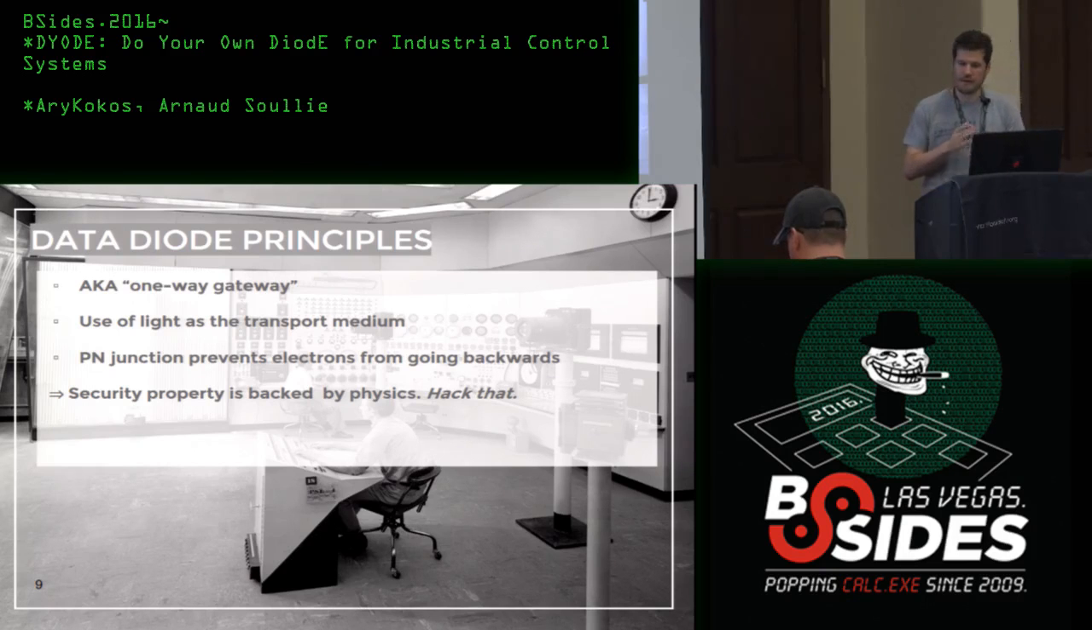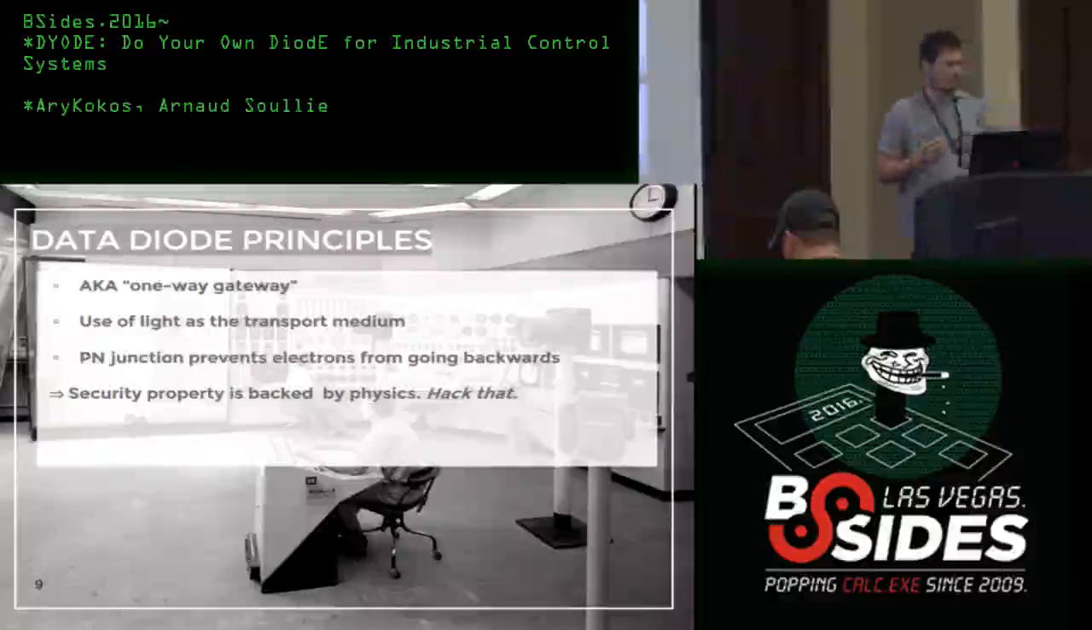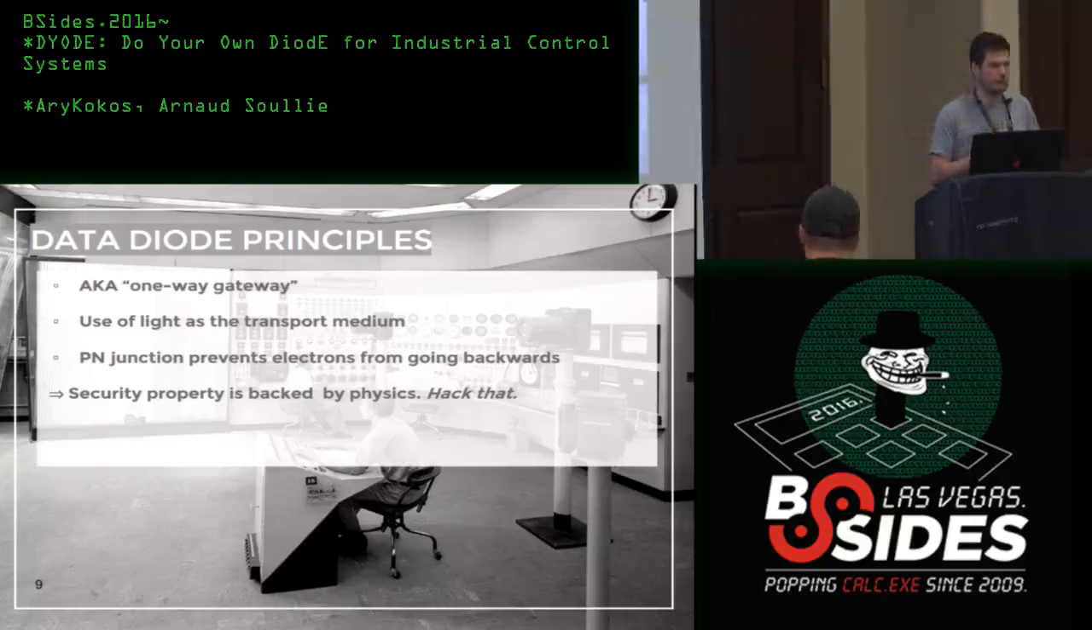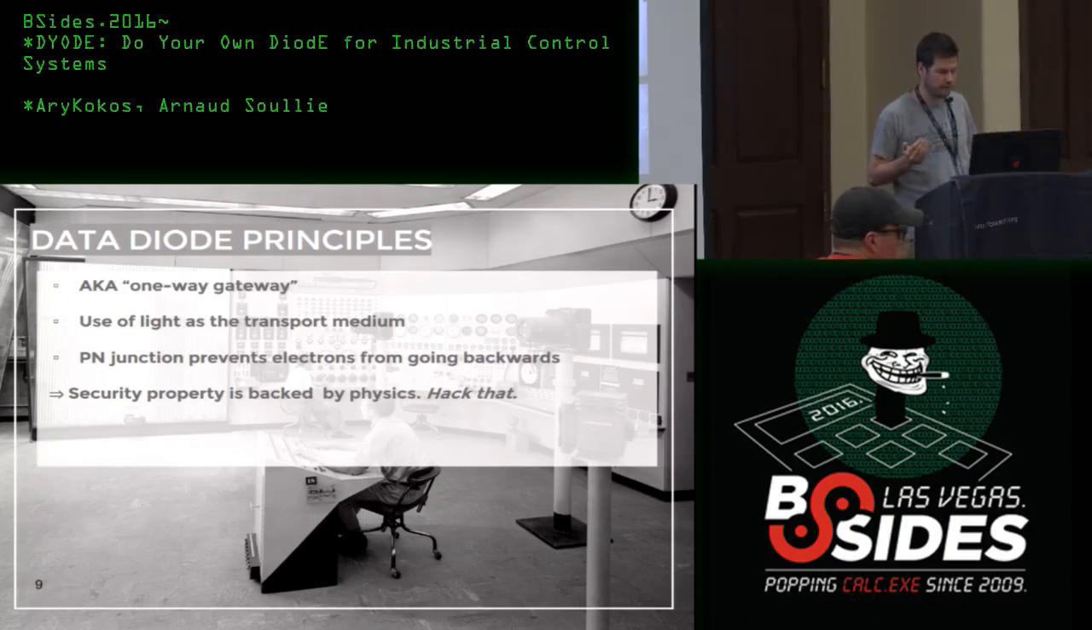And this light-emitting diode has what we call a PN junction. For those of us who did some electronics, that means that electrons can only flow from one pole to the other and not the other way around. So the security principle is backed by physics. In theory, it's really, really secure. That's the main point of the data diode. It allows communication to go only one way with a really high security level.